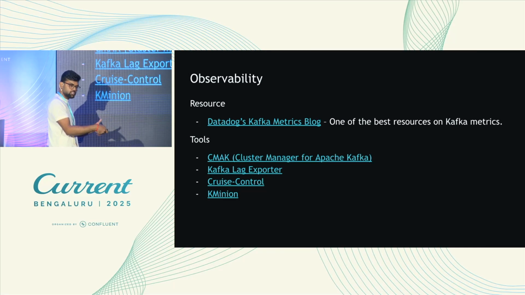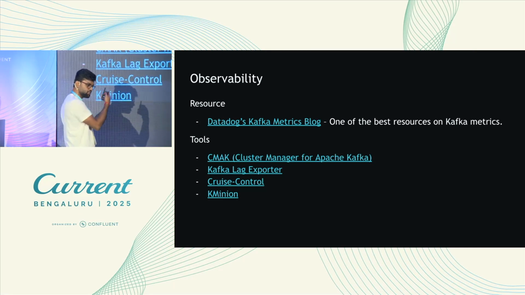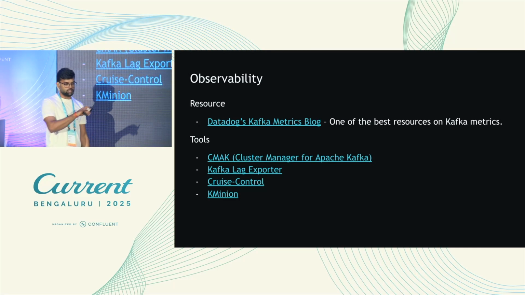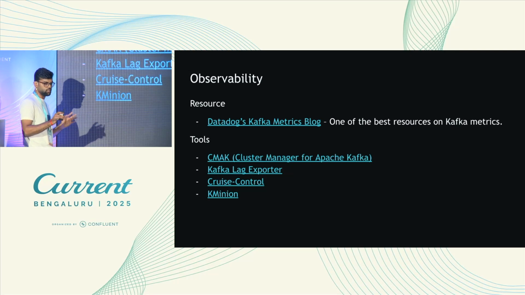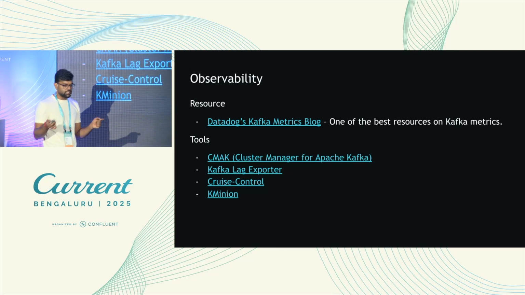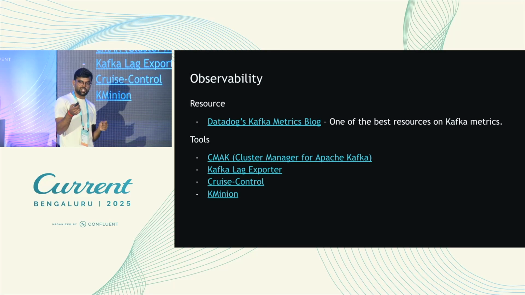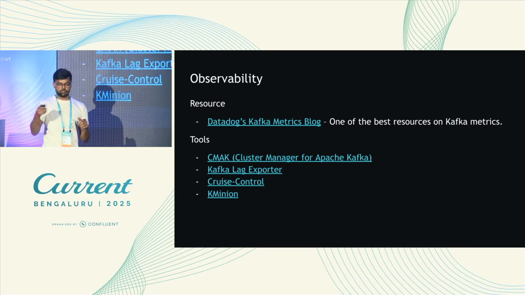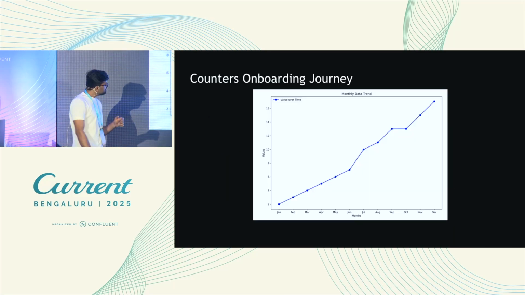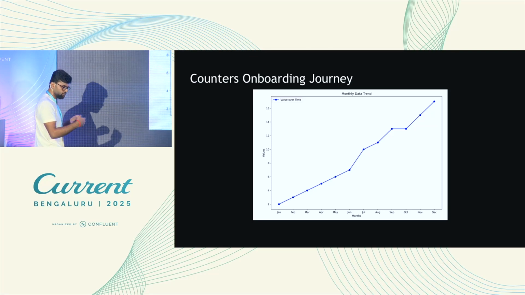Observability: what we were using to build these dashboards. There is a blog by Datadog, which is a very good blog. It is still one of the best blogs for Kafka metrics, right? We had tools like CMAK and Cruise Control for managing the clusters, and Kminion and Kafka Lag Exporter for building these observability dashboards.